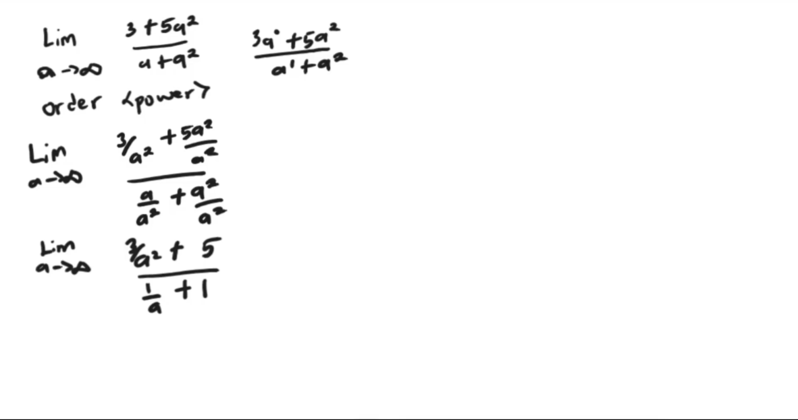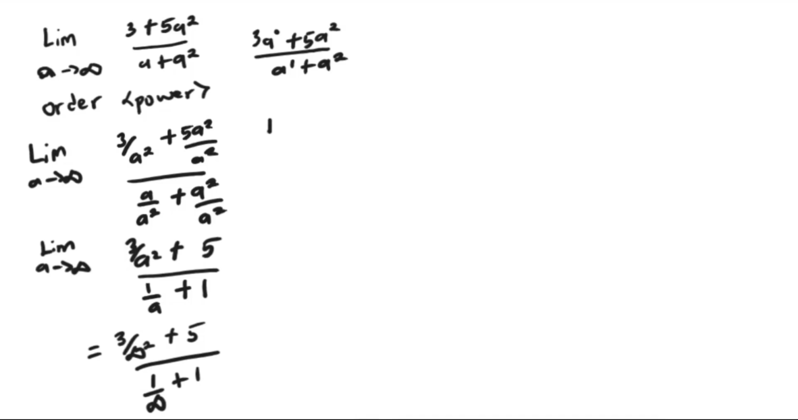Now after you divide through by a squared and you have simplified it to the lowest term, you substitute infinity now as a direct substitution. So this will give us 3 divided by infinity squared plus 5, divided by 1 over infinity plus 1. Now mathematically we can assume something when we are dividing by infinity. Take a look at this.